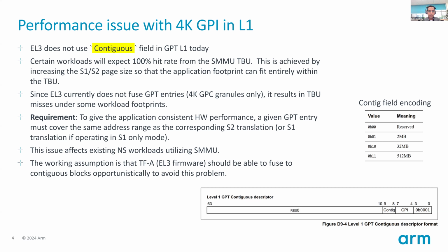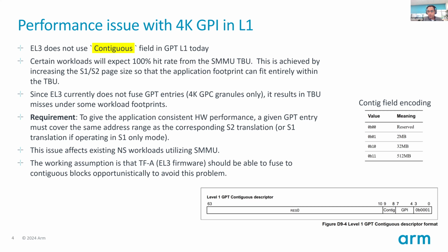To give the application consistent hardware performance, it is necessary that the GPT entry at EL3 should have more or less the same size as the stage 2 mapping. The trouble is this issue affects existing non-secure workloads which are utilizing SMMU. It's not only the realm world use cases which are affected, but the existing non-secure workloads as well. The working assumption is that TF-A or EL3 firmware will be able to fuse the contiguous blocks opportunistically to avoid this problem.